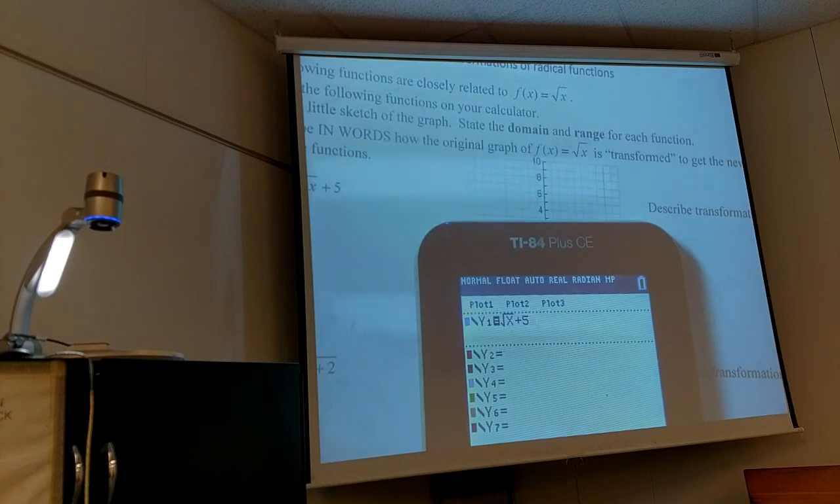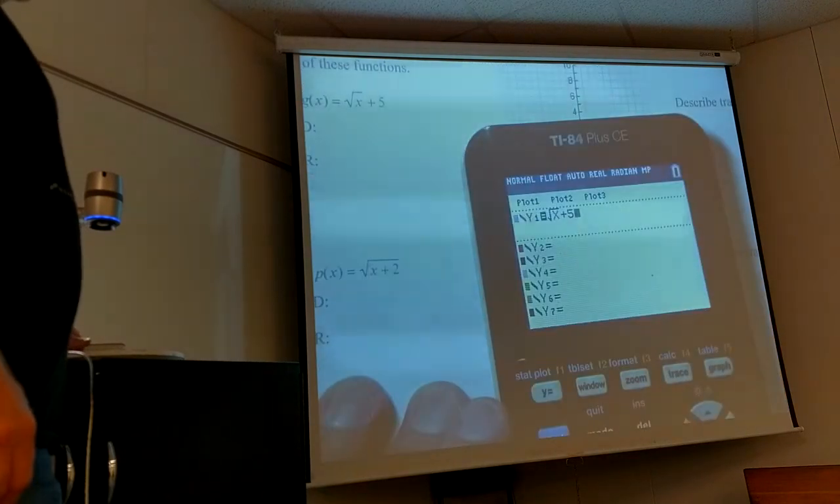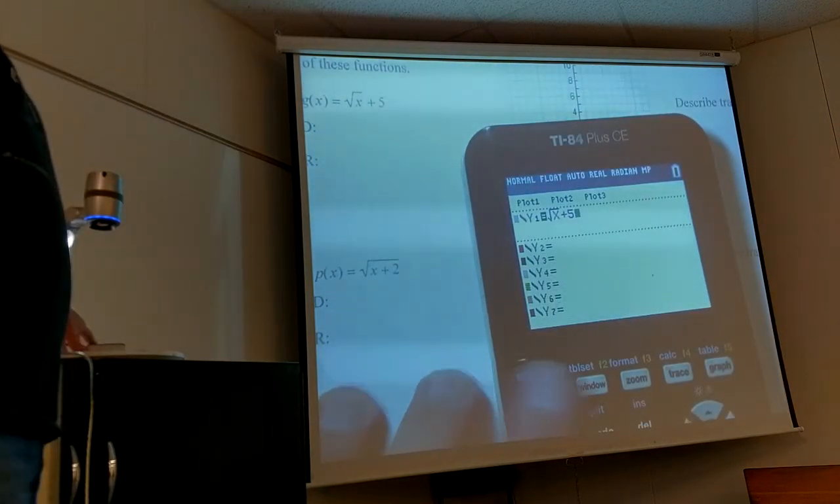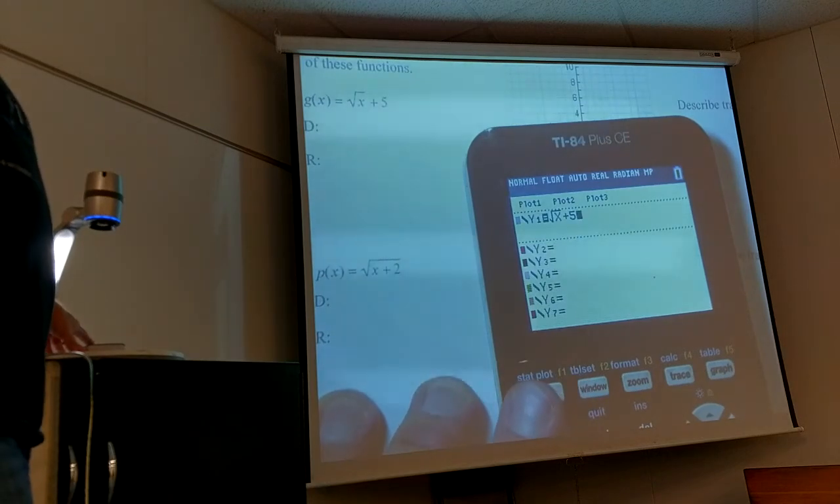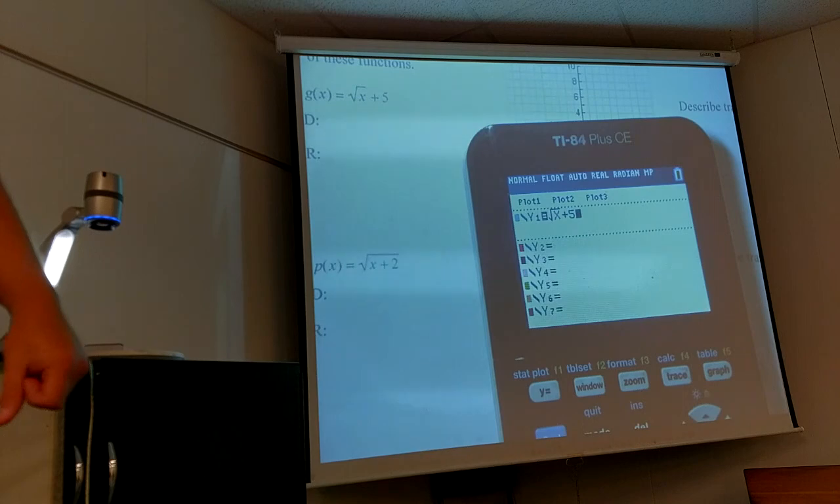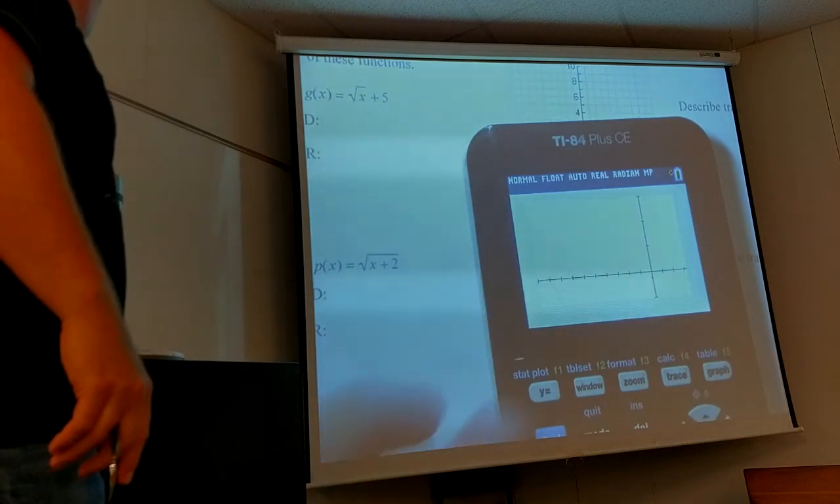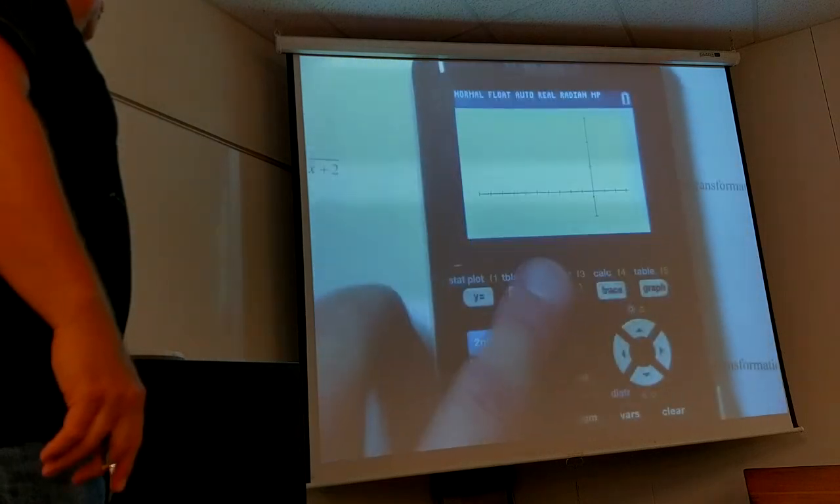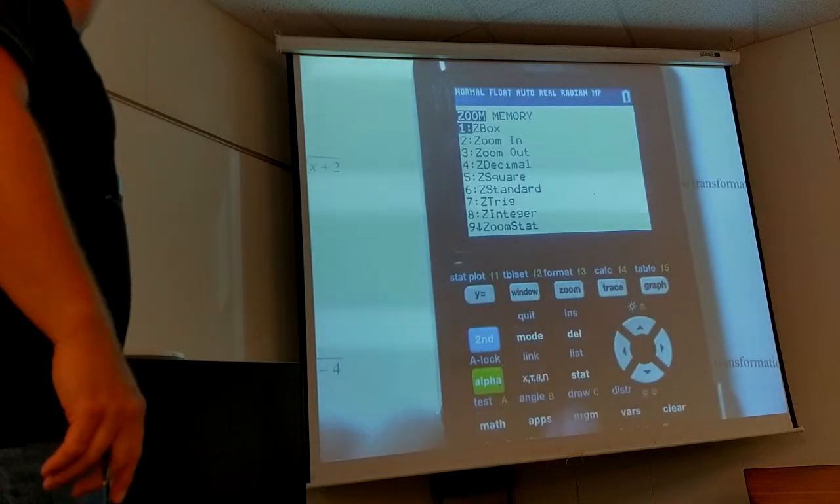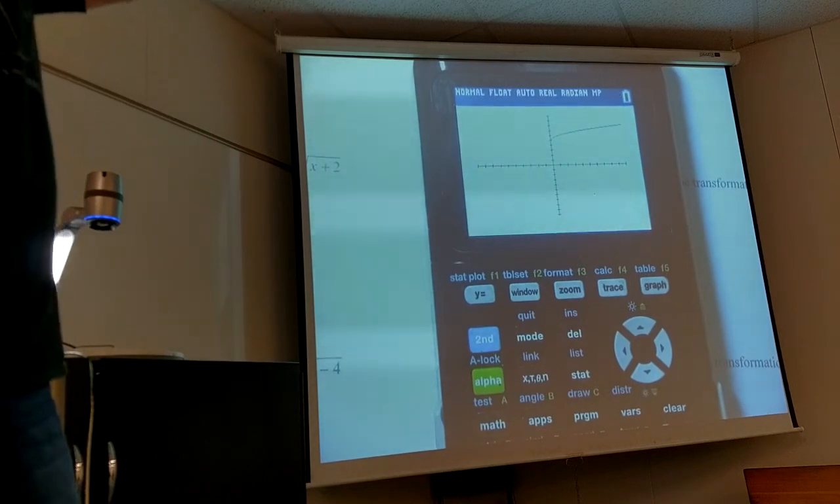This is the way the input should look for the first one. See how the plus 5 is not in the square root? Or if you have the older calculator, you got to close the parenthesis before you put plus 5. So then your graph should look like this. Oops. No, it shouldn't. So you hit zoom 6. It'll always take you back to the standard window. So everybody's graph look like this.